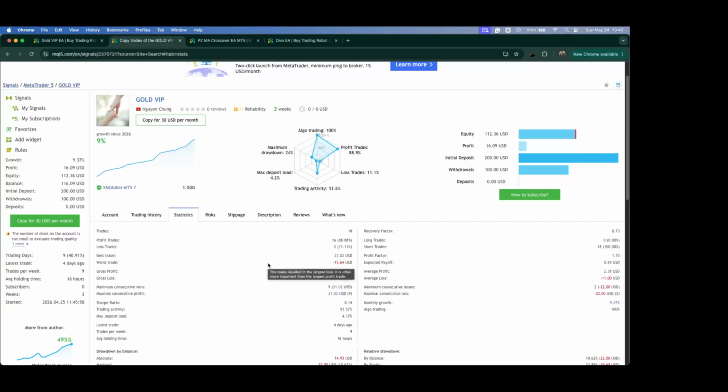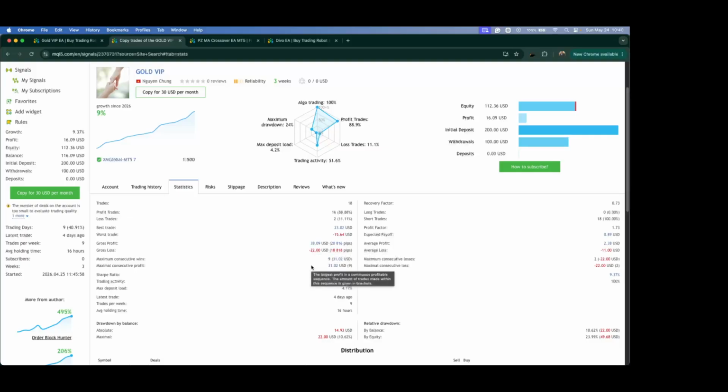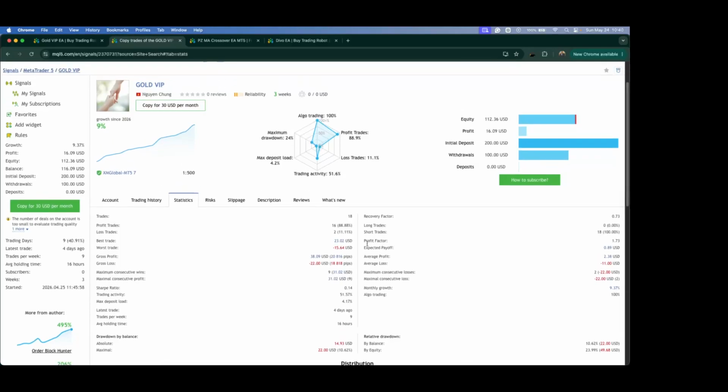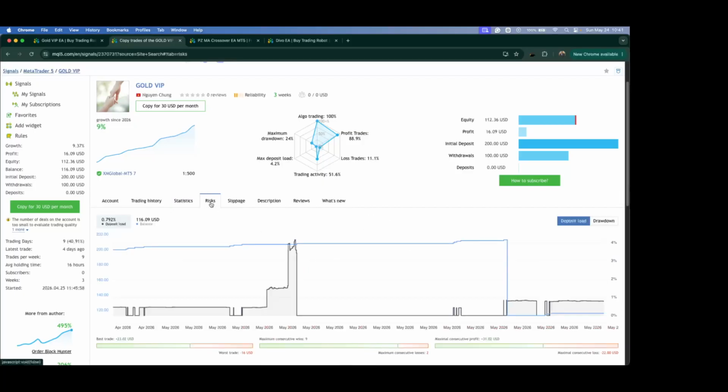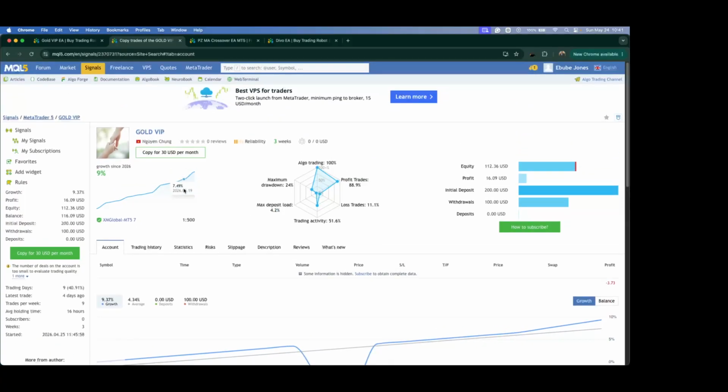Also, we have a low deposit load at just 4.2%, and mostly short trades in that period. Monthly growth is around 9%, profit factor 1.73, and an average holding time of 16 hours. Basically, they present it as clean, disciplined approach for gold trading, and this is all they show on their signals. At least they're transparent about it, which is commendable. This is all on their signals.